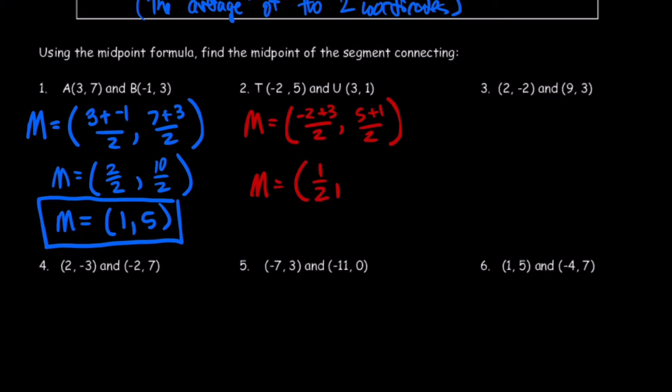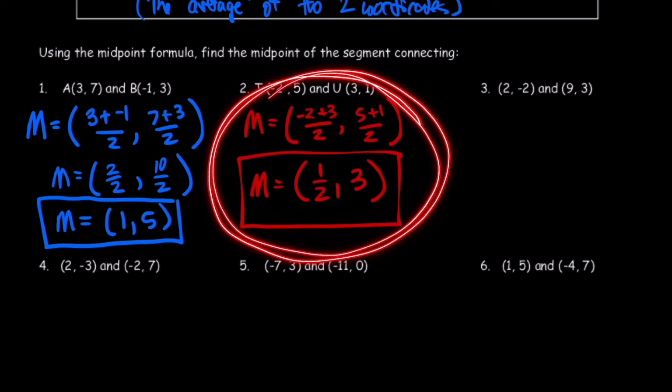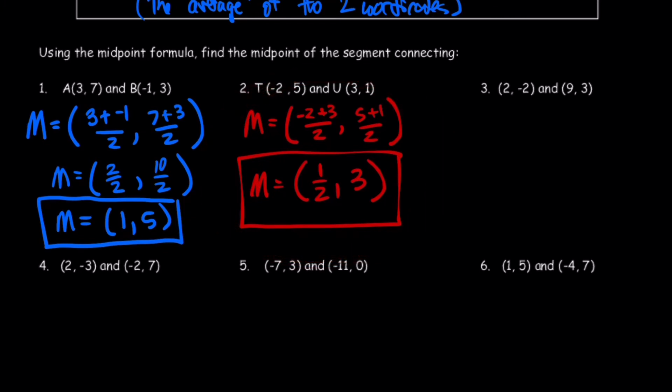And how about the other one? 5 plus 1, this is 6. 6 divided by 2 is 3. So that gives me 3. And this right here is typical of what I would expect to see on a midpoint problem, all right, in terms of the amount of work.